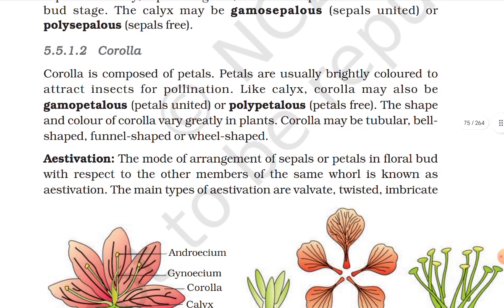Corolla. Corolla is composed of petals. Petals are usually brightly colored to attract insects for pollination. Like calyx, corolla may also be gamopetalous, petals united, or polypetalous, petals free. The shape and color of the corolla vary greatly in plants. Corolla may be tubular, bell-shaped, funnel-shaped, or wheel-shaped.